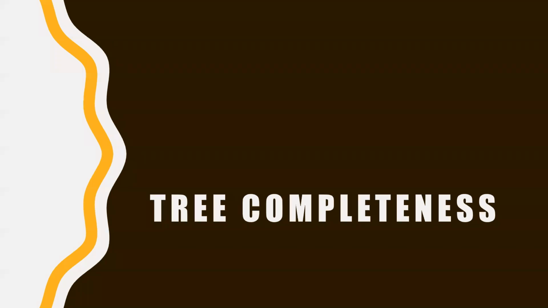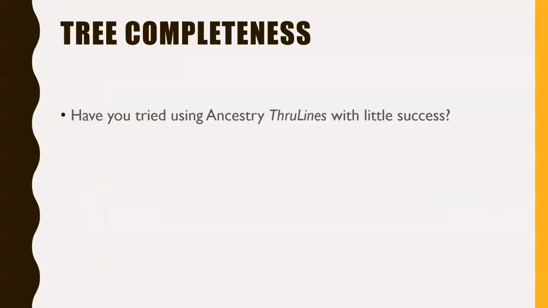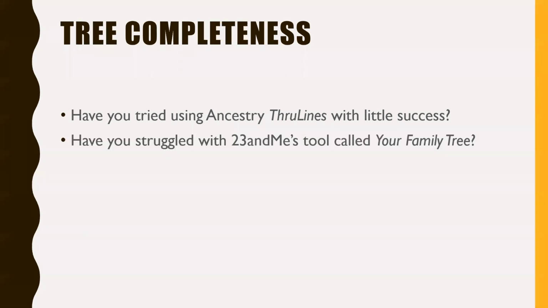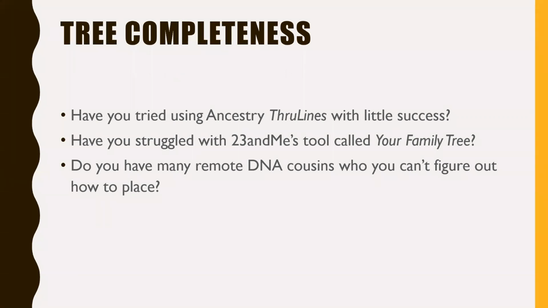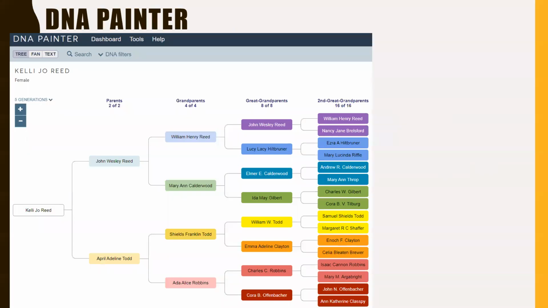Also, tree completeness is something you can really focus and work on in DNA Painter. If you've tried using through lines and you haven't been successful, if you struggle with the DNA tool that's 23andMe's family tree, if you have remote DNA cousins, you can't figure out who they are, how to place them, tree completeness might be something you want to look at. The thing that I love about DNA Painter is you can upload your GEDCOM, and I believe on the free side that goes to the 4th great grandparents, but on the pay side, it goes through as many generations as you have in your tree.